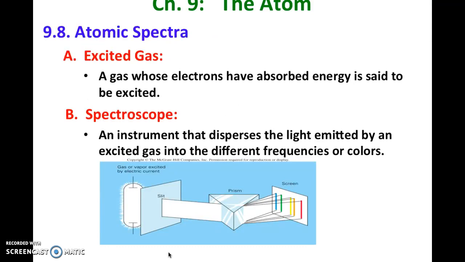A gas is called an excited gas if its electrons have absorbed extra energy. An excited gas can emit light. The spectroscope is an instrument that can disperse light emitted by atoms of an excited gas into different frequencies or colors, called the atomic spectrum.